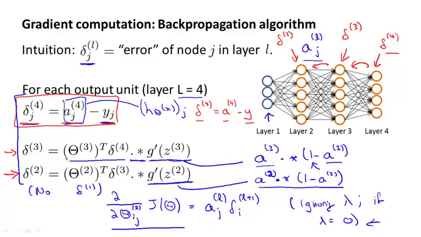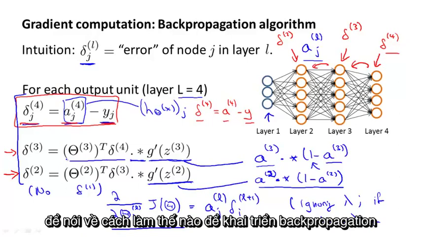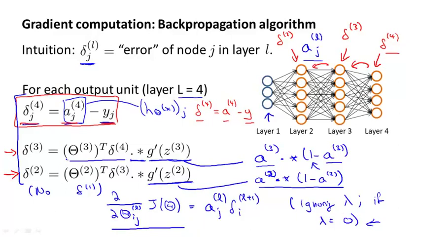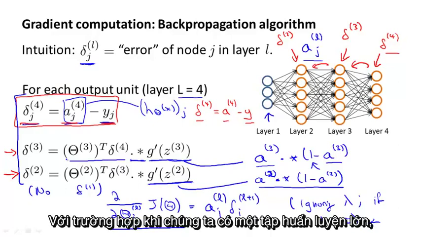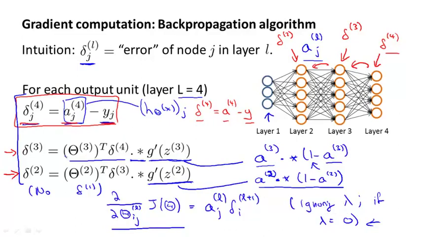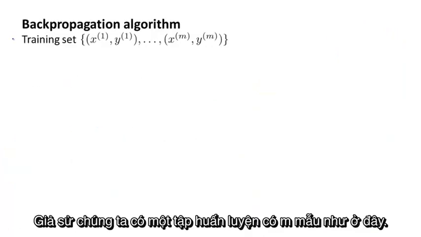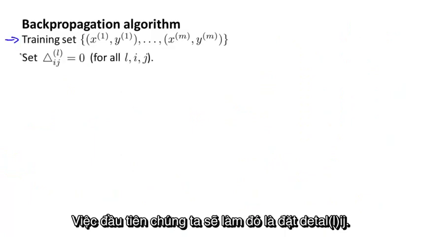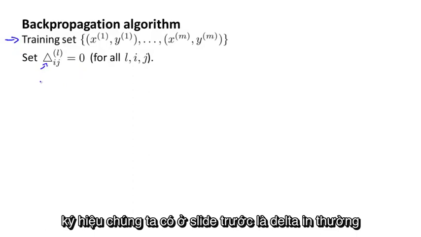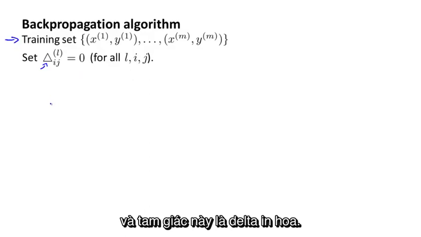Let's take everything and put it all together to talk about how to implement backpropagation to compute derivatives with respect to your parameters, for the case of when we have a large training set, not just a training set of one example. Here's what we do. Suppose we have a training set of m examples like that shown here. The first thing we're going to do is set these capital delta L subscript ij. This triangle symbol is the capital Greek letter delta. The symbol we had on the previous slide was the lowercase delta.